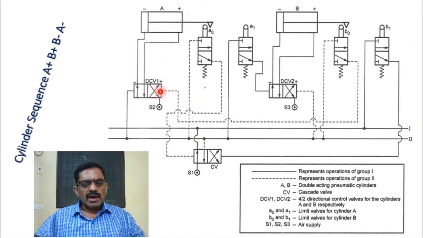This operation we are going to simulate in NumoSim software, and I suppose you understand this. So you have two groups: one group for A plus and B plus, another group for B minus and A minus. If we actuate these two groups using a group valve, then our sequence will be achieved very easily, and that we are going to simulate and see today.